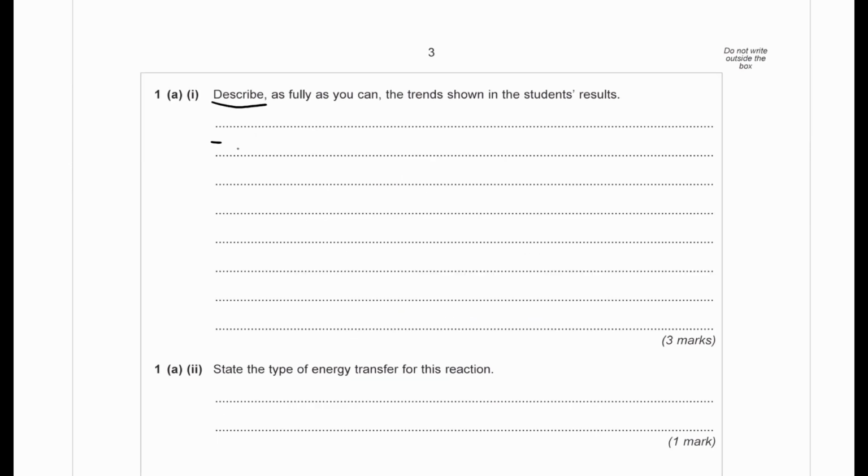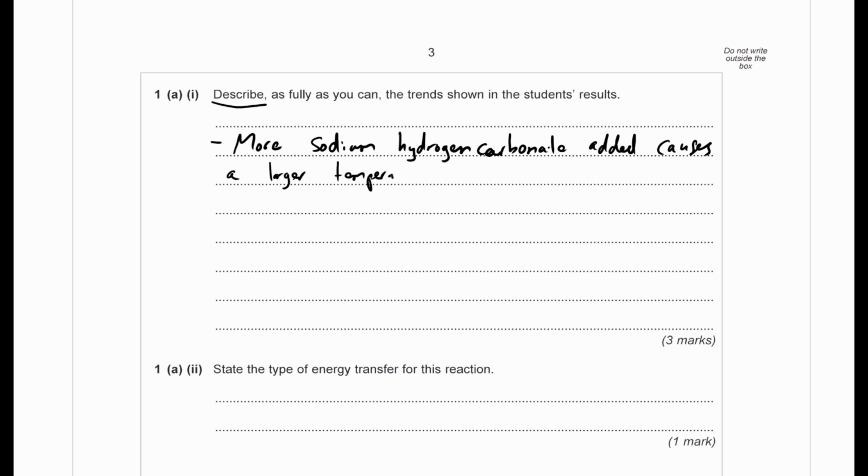I'm going to say that more sodium hydrogen carbonate added causes a larger temperature increase. Alright, full stop.